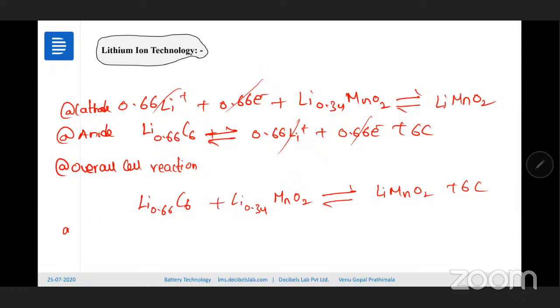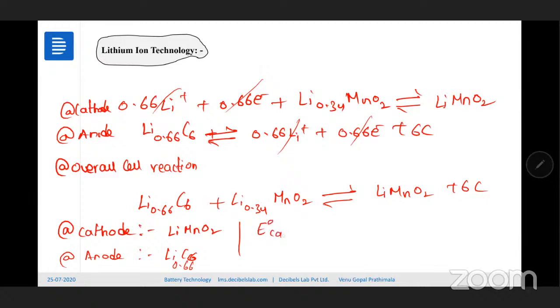So here the cathode is lithium manganese oxide, LiMnO2, and the anode is lithium carbide. Actually, it will be LiC6, but to what percentage lithium is added depends upon the equation. So here it is 0.66, so it will become Li 0.66 C6. Okay. So for these, we'll have the E0 cathode and E0 anode values. Here the E0 cathode for lithium manganese oxide, you can get from the data sheet.